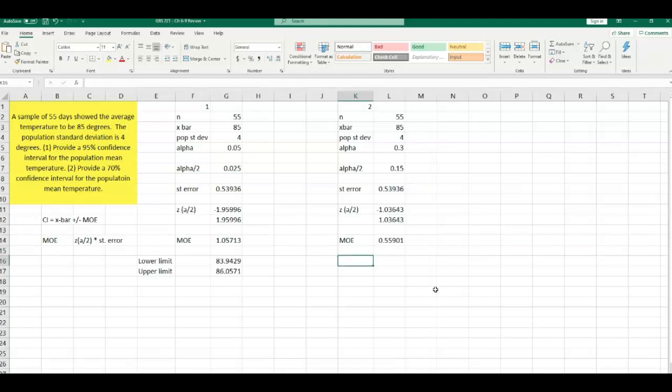So we now need to find the lower limit and the upper limit on this confidence interval. So we take our x bar minus our margin of error to find our lower, and to find the upper, we take the x bar and we add in our margin of error. So as your confidence level increases, our confidence interval is going to have to be wider.